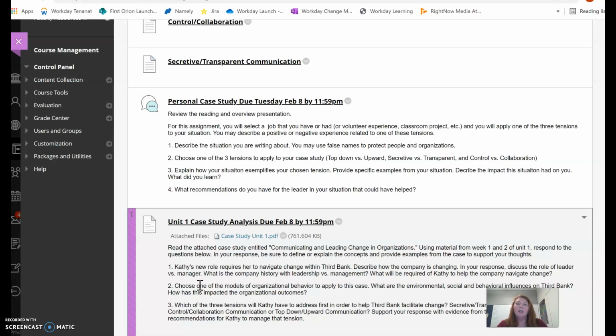And then finally, looking at the 3 tensions, think about which one Kathy needs to address first in order to help this bank facilitate change. Support your answer with evidence from the case and be sure to define any of the terms or concepts that you talk about in the case study analysis. And for this last question too, make sure that you make some recommendations for Kathy. We're going to talk about recommendations more in the next unit, but we can go ahead and start thinking about how leaders can actually manage through these tensions.